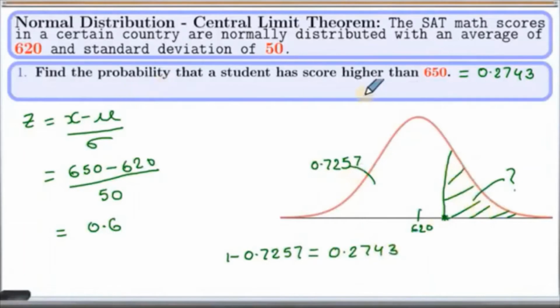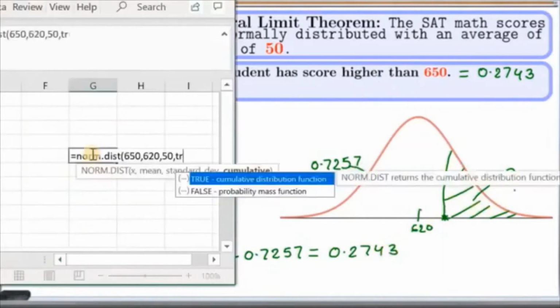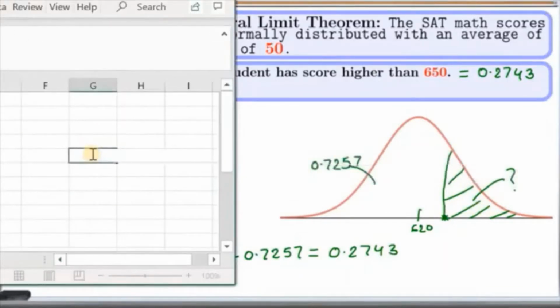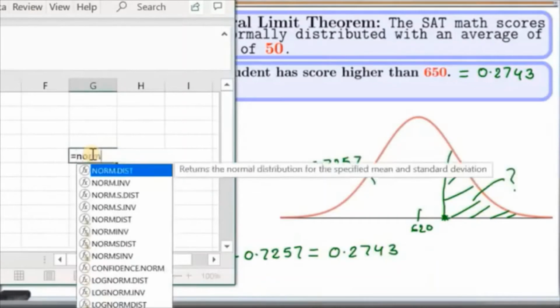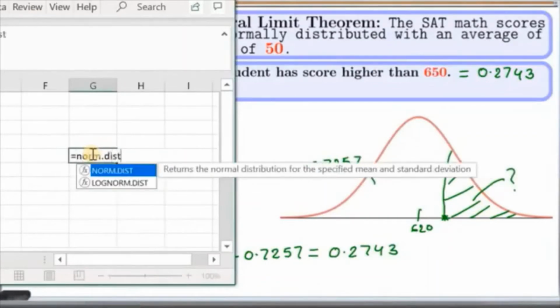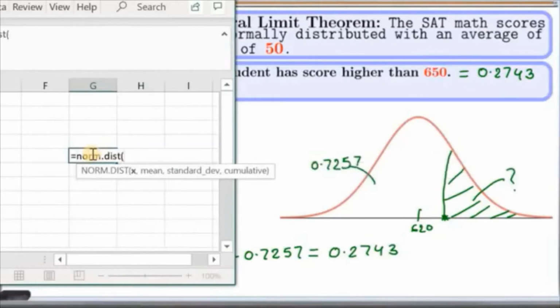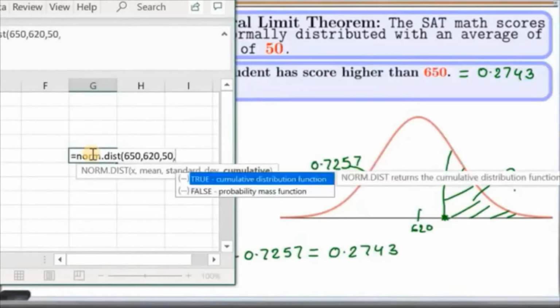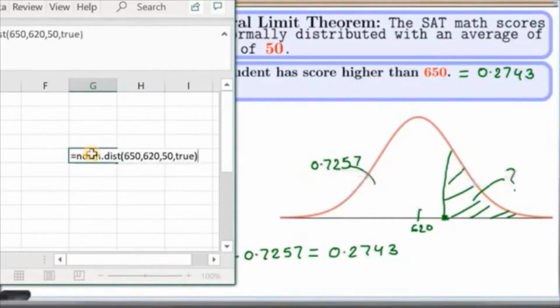Now, let me show you how to find this probability using Excel. For that, type in equals, then type in norm.dist, then put your parentheses. Our x here is 650. Our mean is 620. Our standard deviation is 50. Since we are trying to find the cumulative area up to 650, we will just type true, or you can simply type 1. Then close your parentheses, then hit enter.